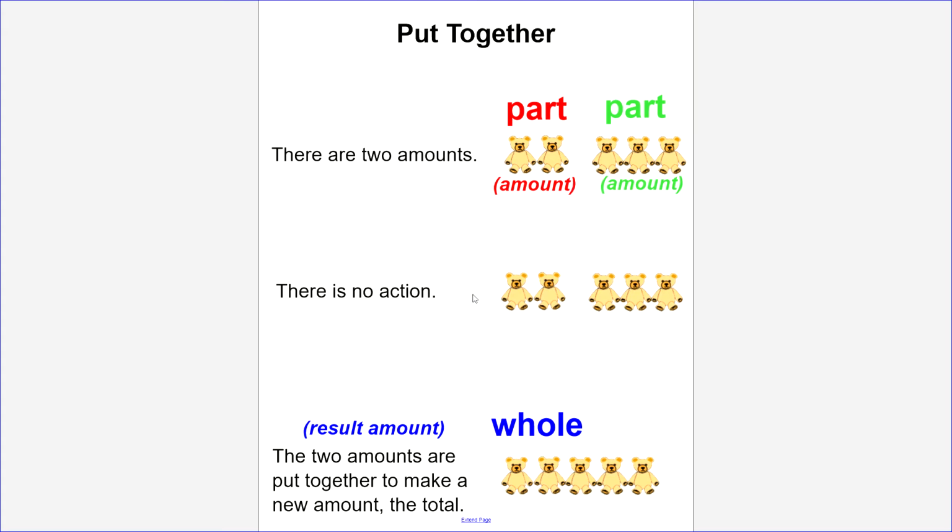Now, in a put-together problem, there is no action. The 2 amounts are simply put together or combined to make a new amount, the total. You can see here the 2 teddy bears and 3 teddy bears were put together. So now we have a whole of 5 teddy bears, all the teddy bears put together.